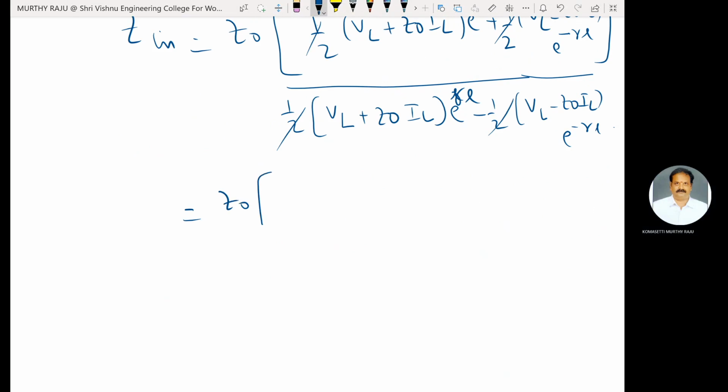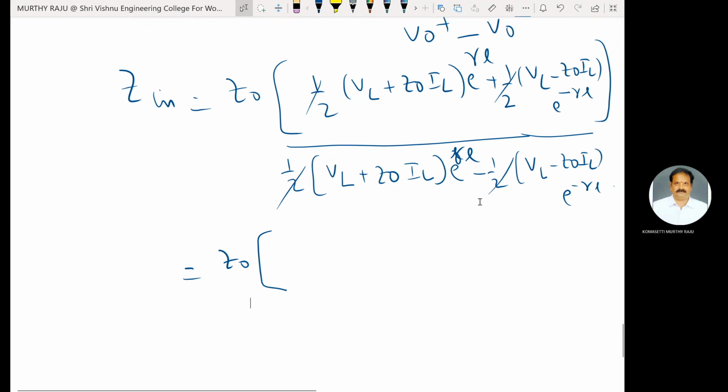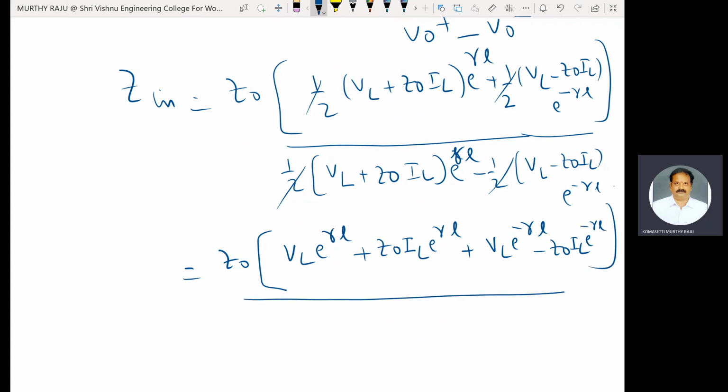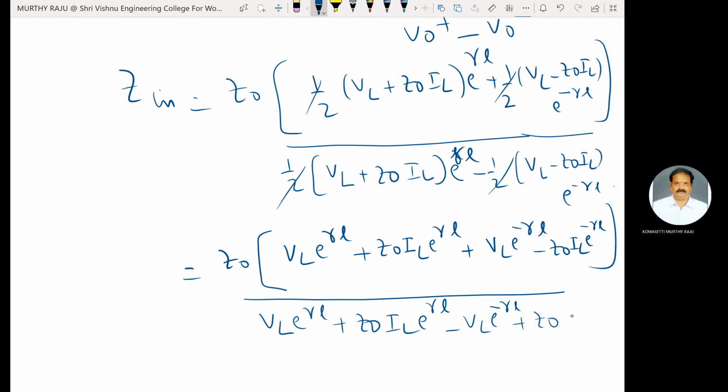Zin is equal to Z0 into VL e power gamma L plus Z0 IL e power gamma L plus VL e power minus gamma L minus Z0 IL e power minus gamma L, by VL e power gamma L plus Z0 IL e power gamma L minus VL into e power minus gamma L, minus into minus plus Z0 IL e power minus gamma L.